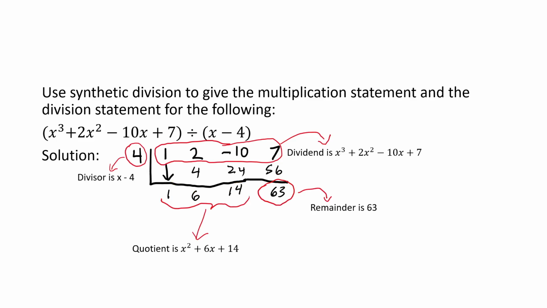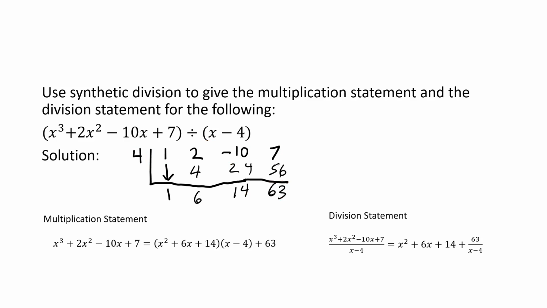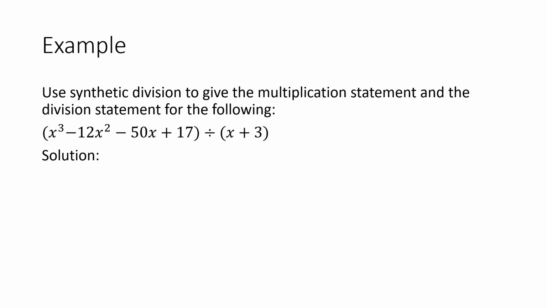So looking at it again, the divisor is x minus 4, the quotient is x squared plus 6x plus 14, the remainder is 63. Recall the dividend was x cubed plus 2x squared minus 10x plus 7. And we can give a multiplication statement, and we can give a division statement. The multiplication statement is always dividend equals divisor times quotient plus remainder, or you could say quotient times divisor plus remainder. And the division statement is always dividend divided by divisor is equal to quotient plus remainder over divisor.